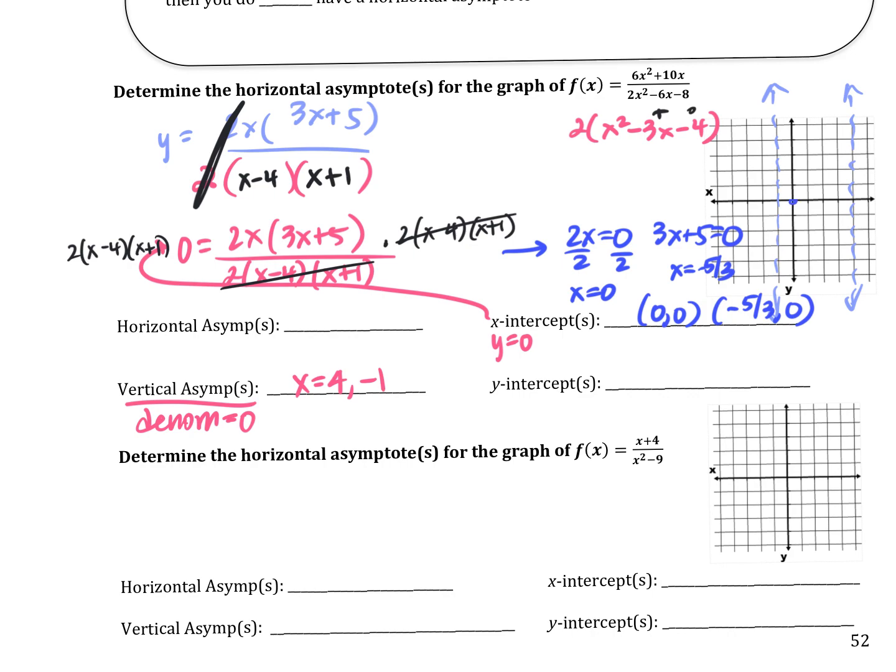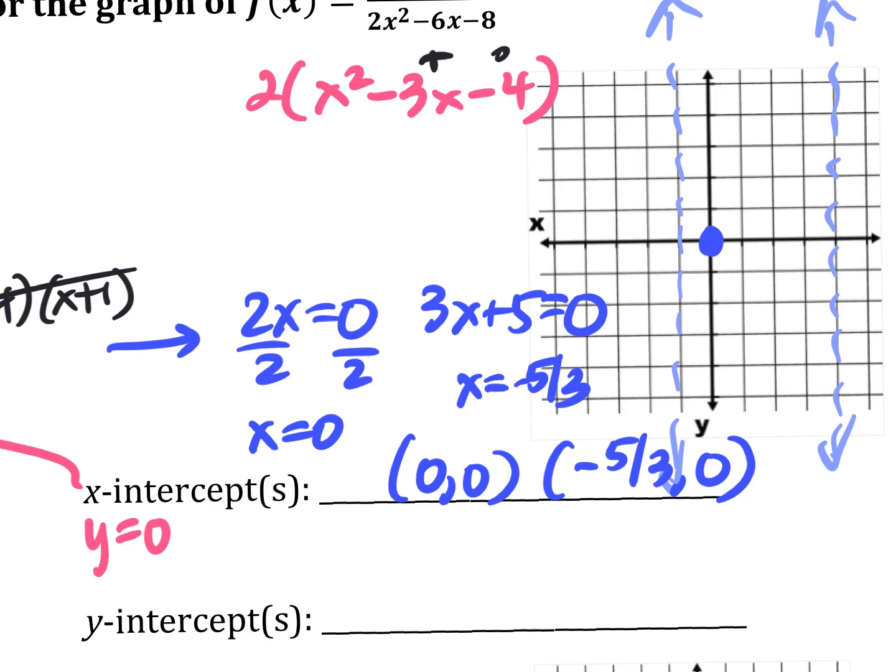So let's go plot those points. 0, 0. Let's go put that on our graph. -5/3, 0. I'm just going to go to the left 1 2/3 and then go 0. Again, I'm just guessing.